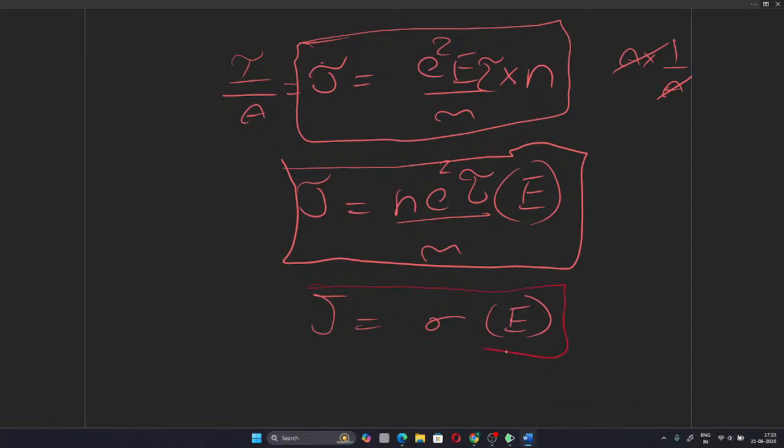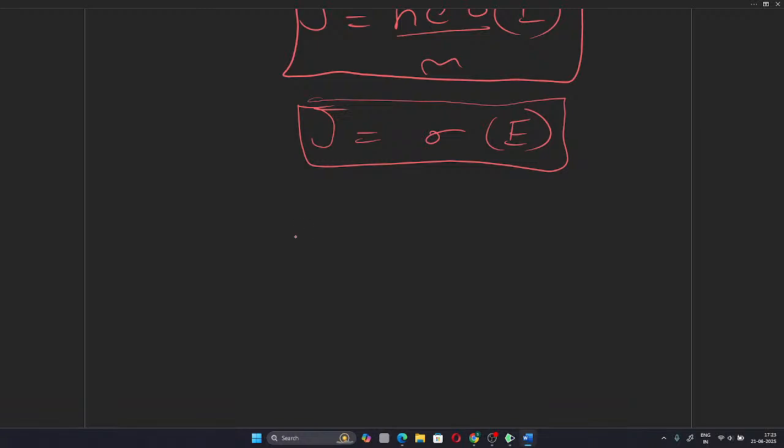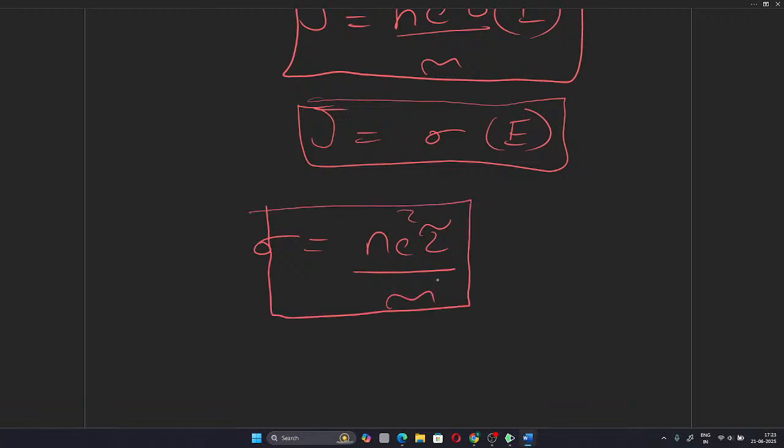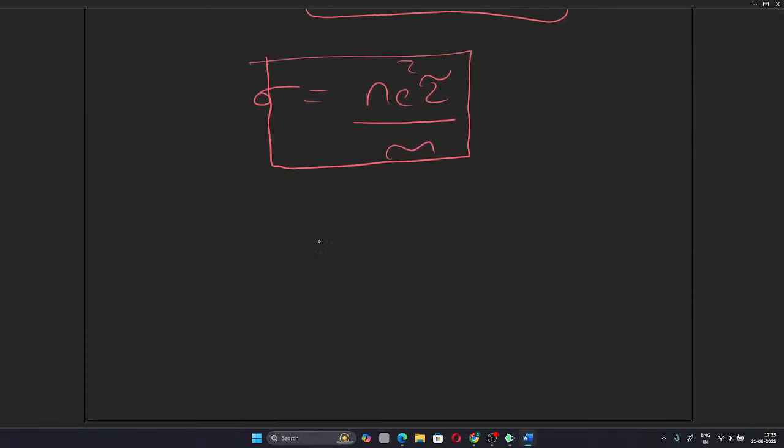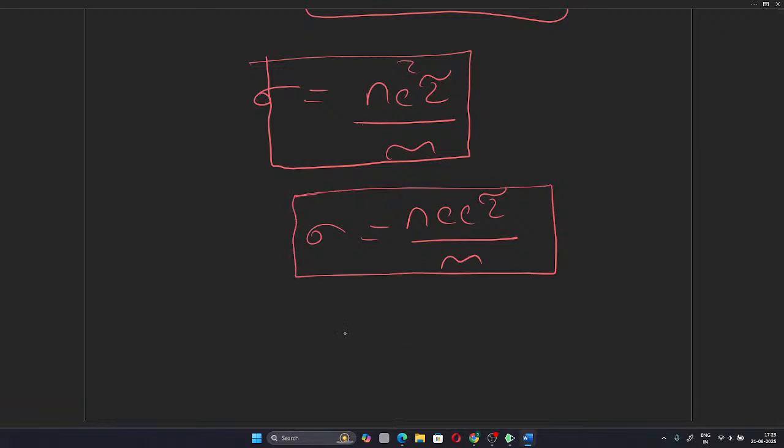So based on this, if we see both of them, we can understand that sigma equals n e square tau by m. For remembering, we can remember it as sigma equals NEET, NEET by m. And as for rho, which is inverse of sigma, we can get it as m by NEET.